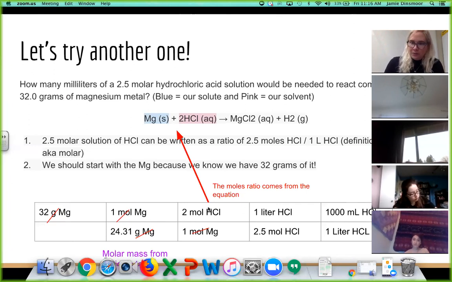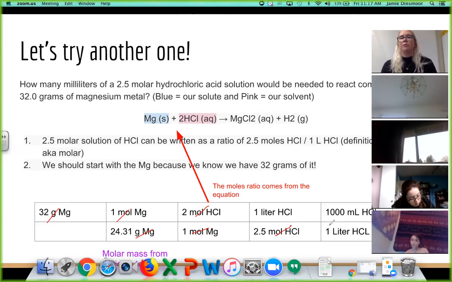So in this case, we're going to put 2.5 moles of HCl on the bottom, because we want to get into liters, and we have it on the top here. Now we can get rid of moles, and we're in liters, which is great. However, we want to be in milliliters.